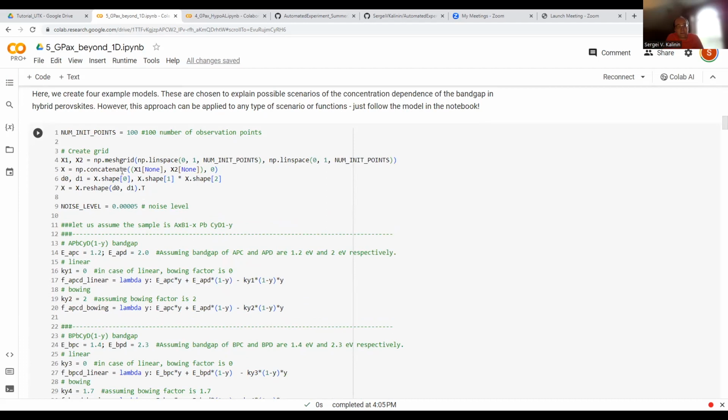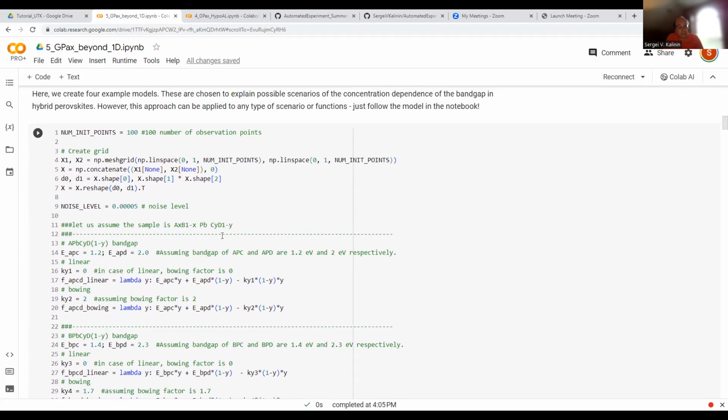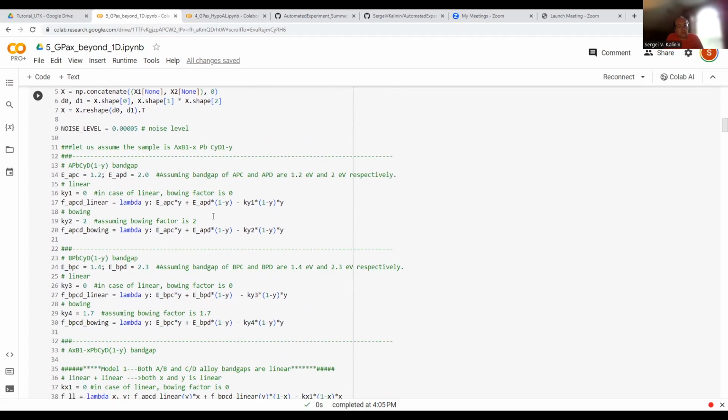In this case, this notebook was developed specifically for the automated discovery of the hybrid perovskites. So our parameter space in this case is 2-dimensional. This is something like A x B(1-x) lead, and then you have a second component. And we have a band gap dependence on the composition of the components. There are several models that we can use for it as the ground truth.